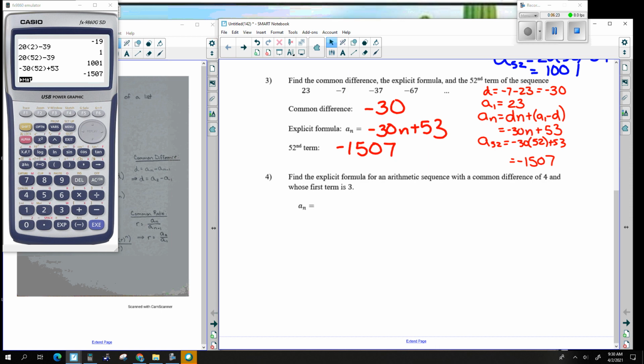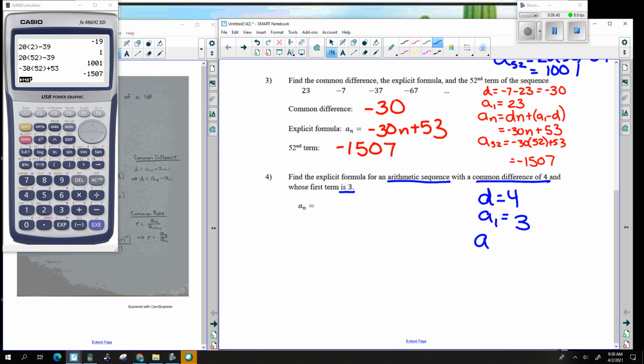All right, find the explicit formula for an arithmetic sequence. Okay, so this is arithmetic with a common difference of 4 and whose first term is 3. All right, so the common difference is 4, first term is 3, so AN is equal to dn plus a1 minus d, so that's 3 minus 4, so that's negative 1 all day.